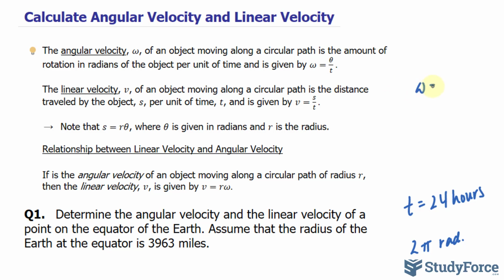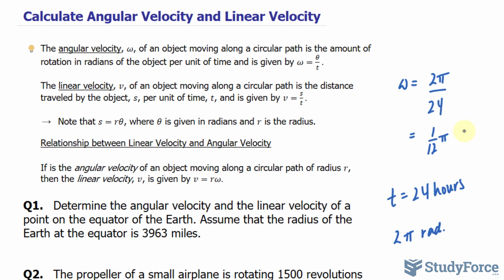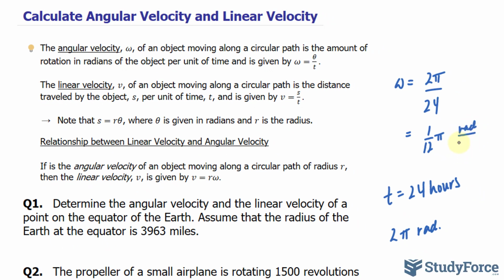I'll write down omega is equal to 2 pi over 24. And this reduces down to 1 over 12 pi. You can even go a step further and say that this is radians per hour. Now let's try calculating the linear velocity.